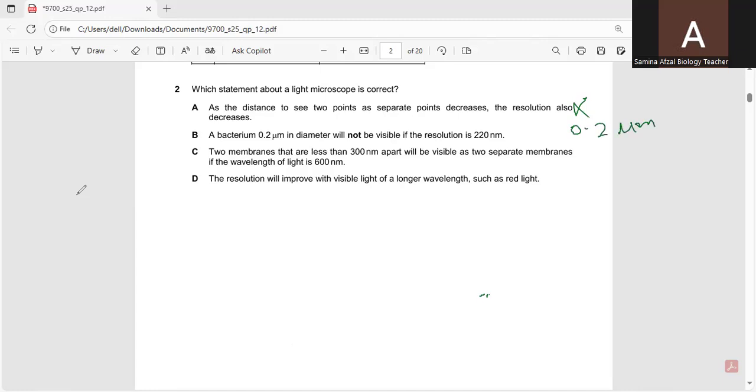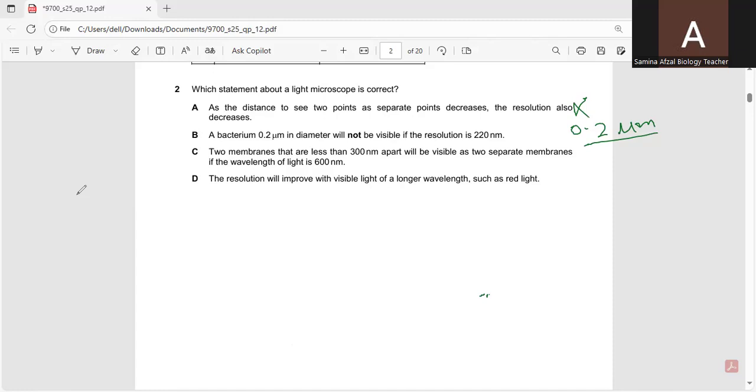Because if we divide 220 nanometer by 1000 to convert nanometer into micrometer, it will be equal to 0.2. So a bacterium of 0.2 micrometer will not be visible if the resolution is 0.2 micrometer. So this is the correct statement, because the resolution limit of a standard light microscope is generally accepted to be around 200 nanometer, because of the shortest wavelength, and according to the formula, the theoretical maximum resolution should be half of the wavelength.